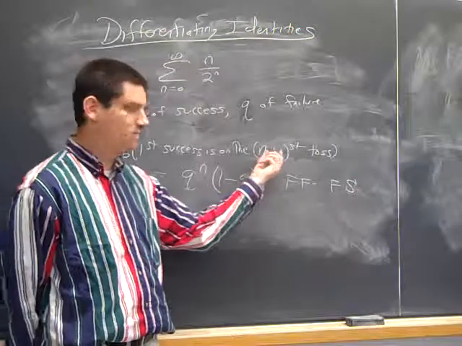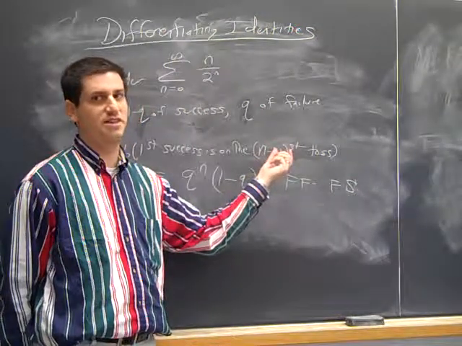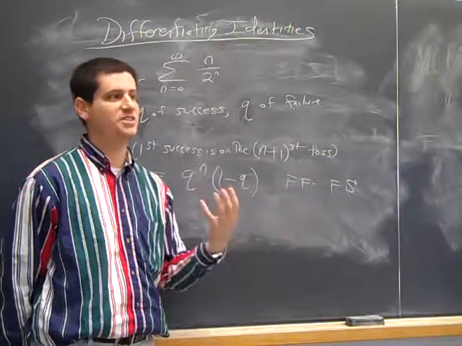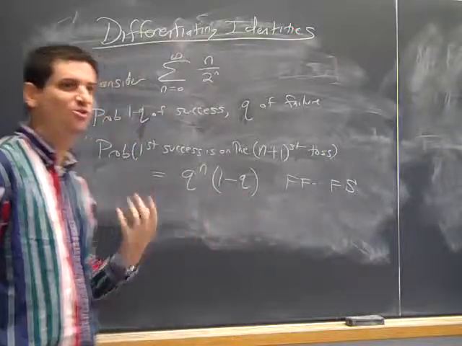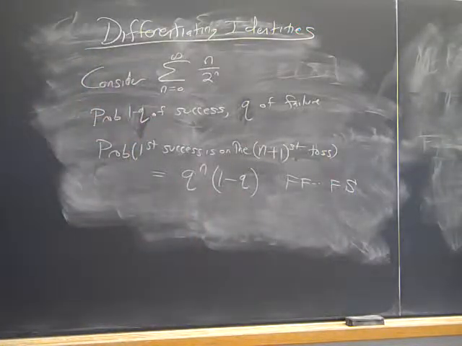And you can see why it's actually better to write it as n plus 1 rather than n, because you're not going to get a success on the 0th toss. I don't care how good you are. I don't care what the value of Q is. You have to toss the coin at least once.